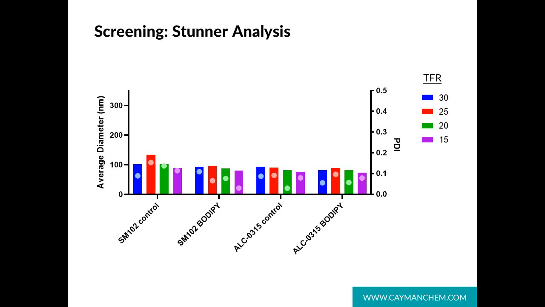Polydispersity index, or PDI, you'll remember, is a measure of the size distribution or uniformity of the particles. The different colors represent different total flow rates, or TFRs. Nearly all of the preps with both ionizable lipids here, with and without BODIPY, showed size at or below 100 nanometers, and PDIs well below 0.2, which is generally considered to be the cutoff for quality uniform particles. So total flow rate did not dramatically affect particle characteristics for these particular particles. In addition, BODIPY did not overall affect the size or PDI.